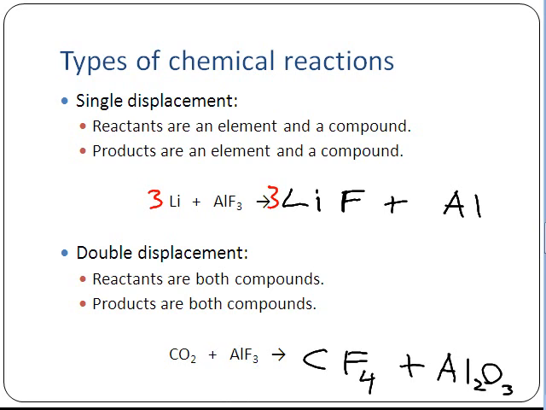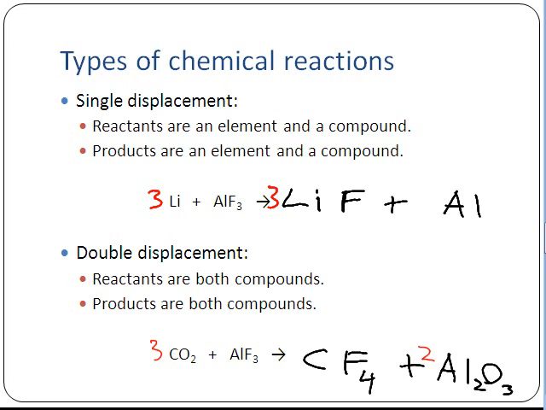We have one carbon on the left and one carbon on the right, so that's good to go. We have 2 oxygens on the left, but 3 on the right. That means we have to find the least common multiple, which is 6. So I'm going to put a 3 out here and a 2 right out there. That's a 2 out front. That's a coefficient. That's a 2.